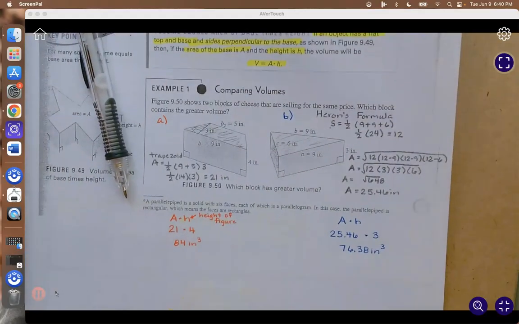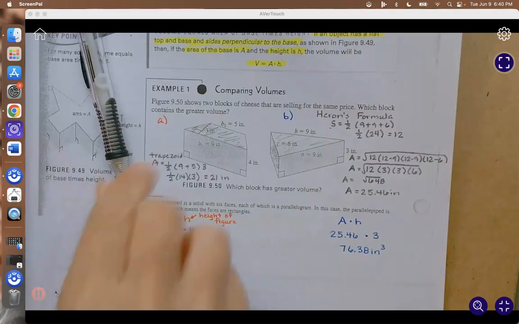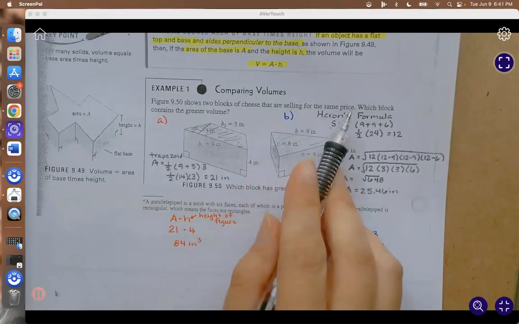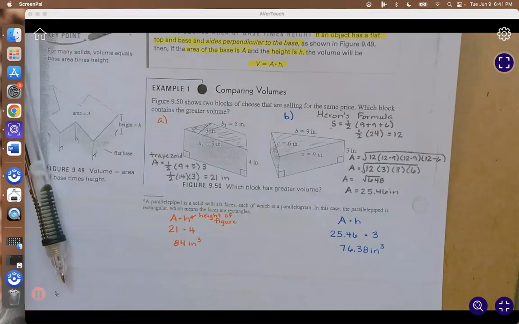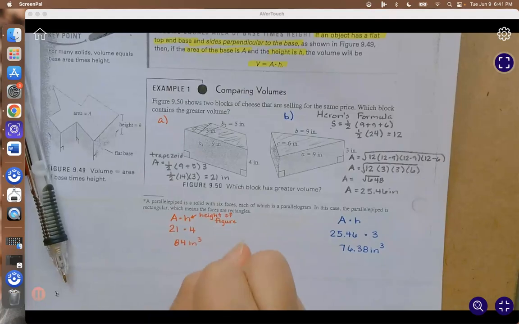The next shape we're going to look at. Oh, this is 2 blocks of cheese that are selling for the same price. Which block contains the greater volume? Okay, so we need to answer that question. A contains the greater volume.